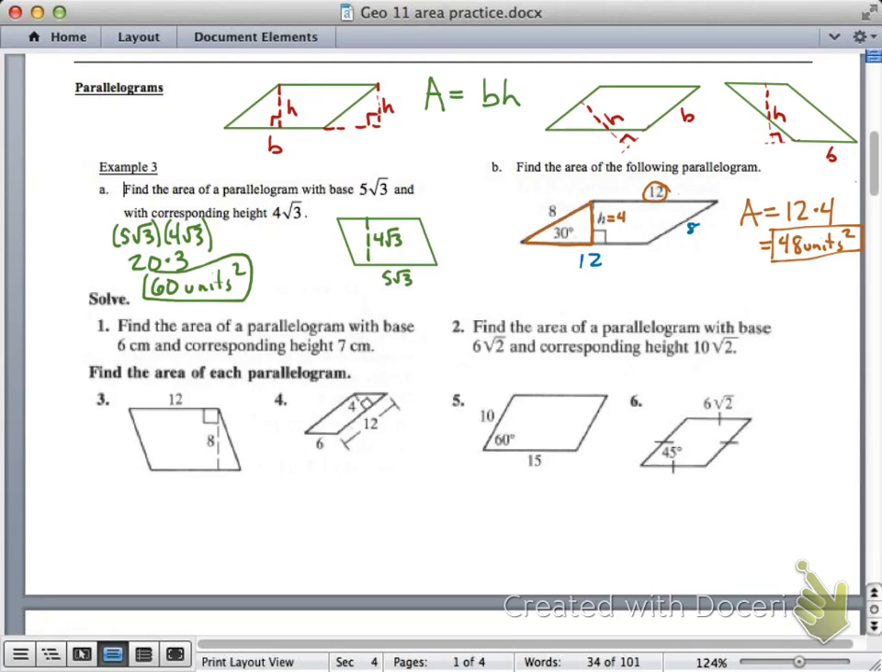Go ahead and see if you can calculate 1 through 6. See if you can figure out those areas. Sometimes it gives you exactly what you need. Sometimes you got to do a little figuring, like on 5 and 6.